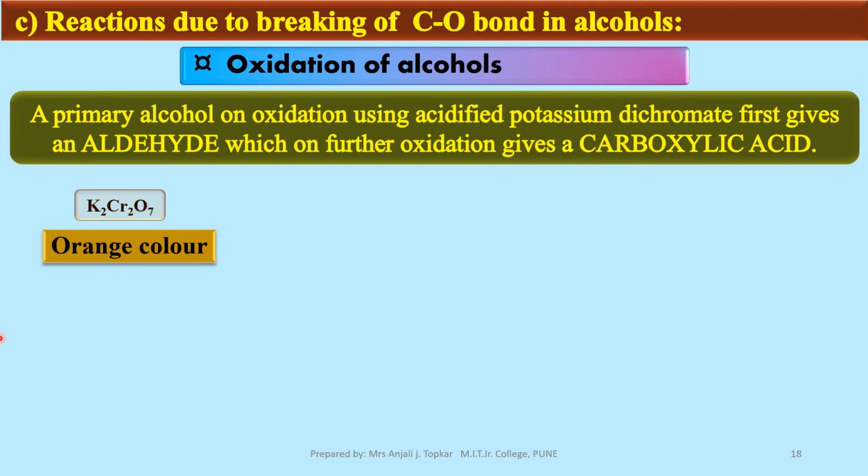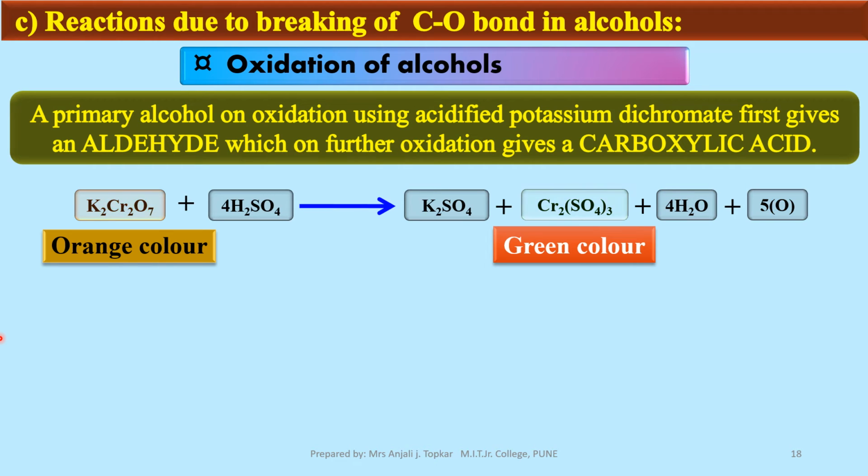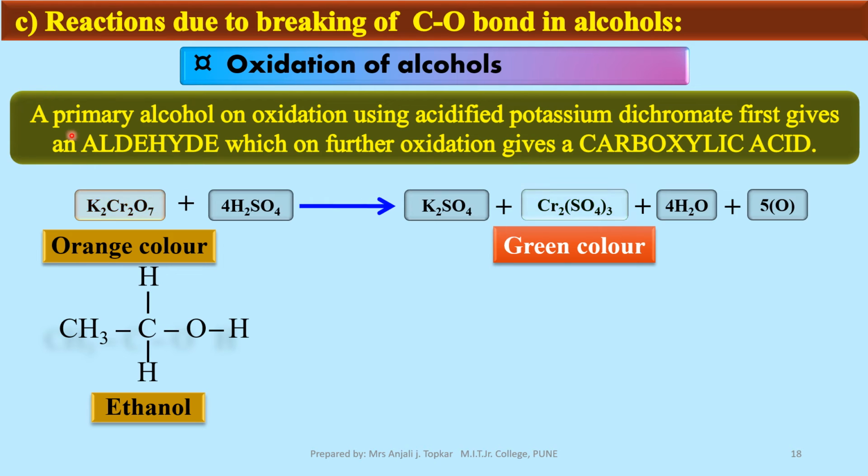Here K2Cr2O7 is potassium dichromate. When treated with H2SO4, that is an acid, forms K2SO4 plus Cr2(SO4)3 plus H2O and oxygen. Here K2Cr2O7 is orange color. After reacting it with acid, formation of Cr2(SO4)3 takes place, which is of green color, and formation of oxygen is taking place, which is responsible for the oxidation of alcohols.